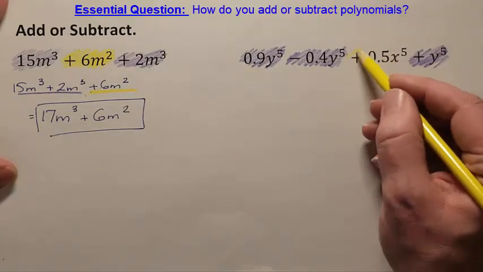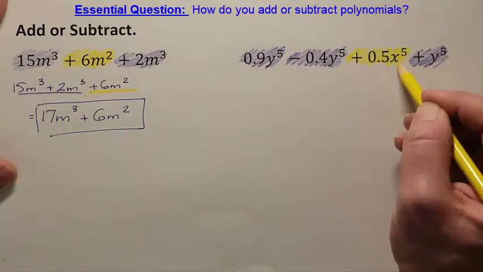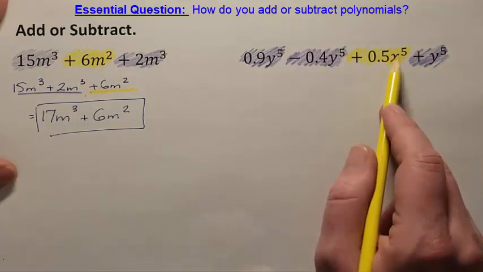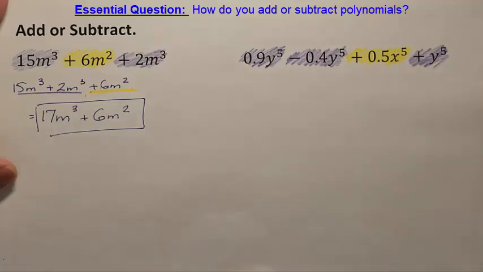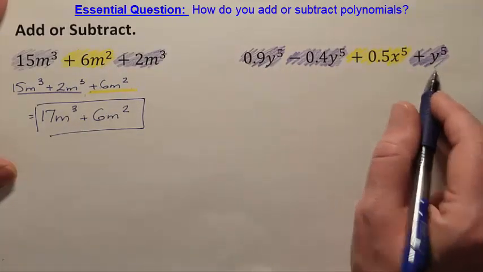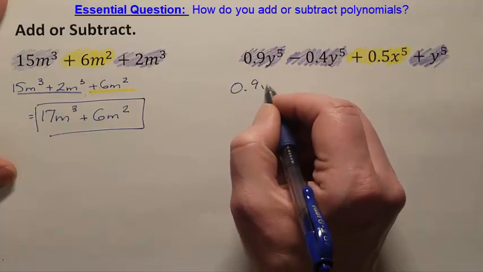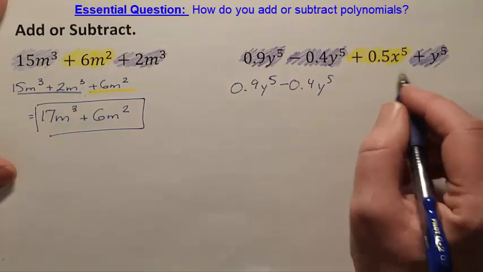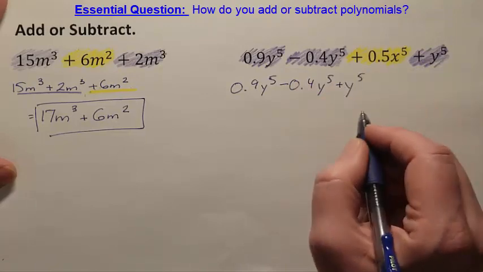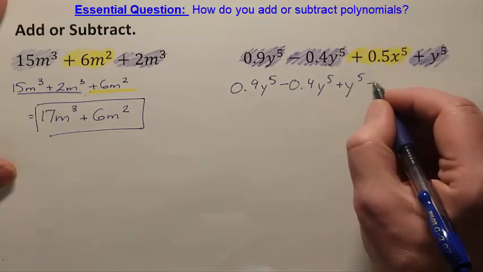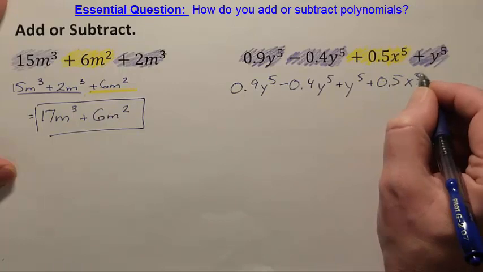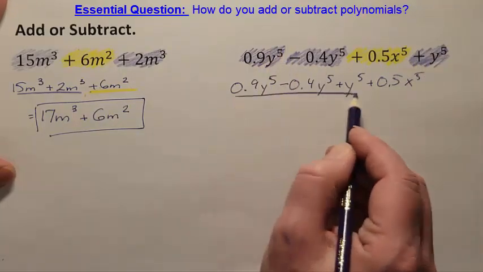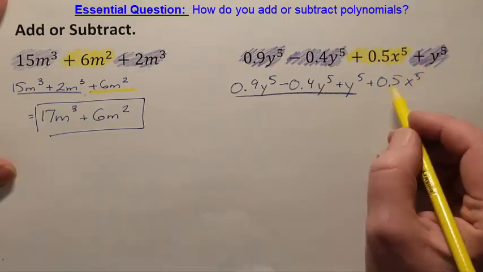This is a positive 0.05 x to the fifth. This x to the fifth can only be combined with other x to the fifths. I don't see any other x to the fifths. So I'm going to rearrange it so I can visually see the y to the fifths all next to each other. And that was a minus 0.4 y to the fifth. That's a positive 1 y to the fifth. And then I have my x's, so 0.05 x to the fifth, and there's nothing else.